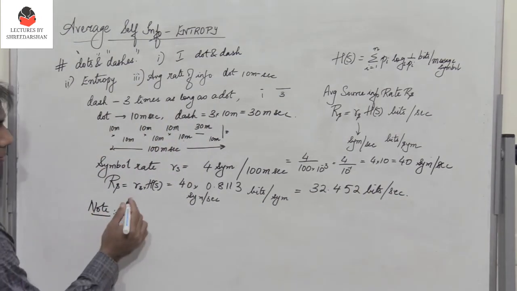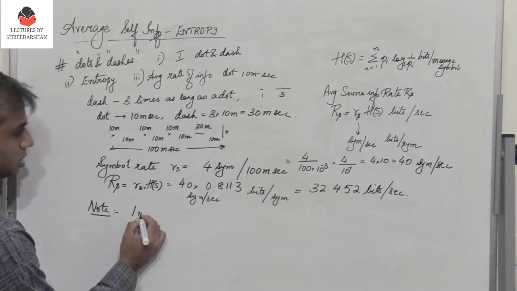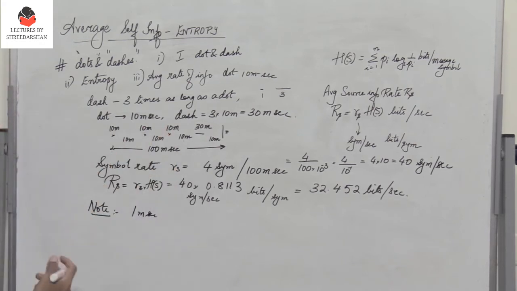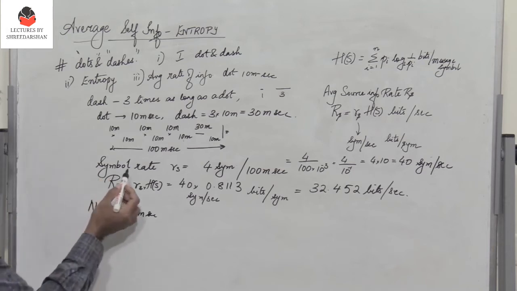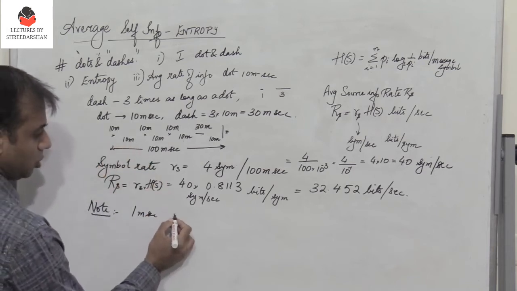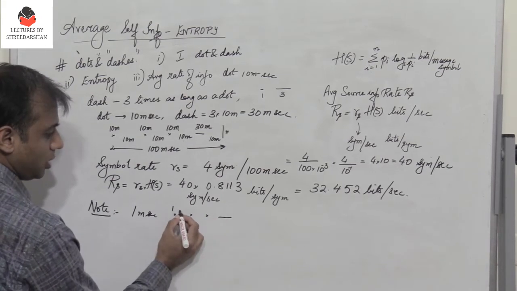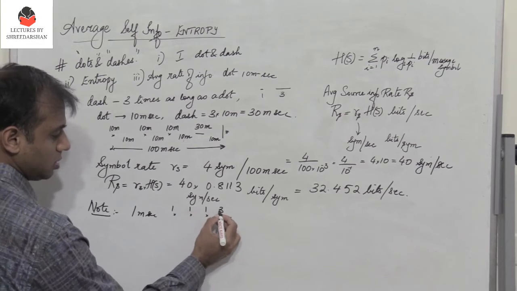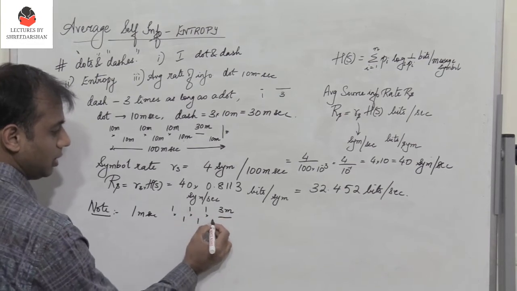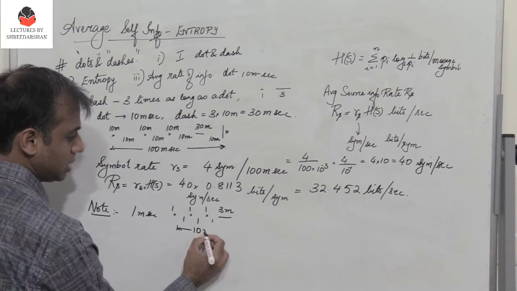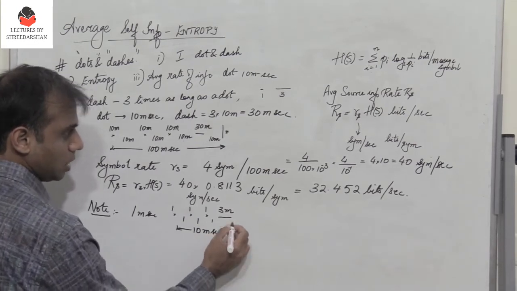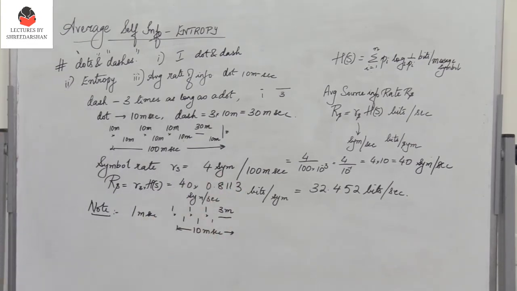So please make a note. If the symbol duration is 1 millisecond, suppose instead of 10 you have 1 millisecond. So now what happens? It is 1 millisecond there. Therefore, if a dot is 1 milli, you have a dot and a dash. Each one is 1 milli, 1, 1, 1, and this is 3 milli. And in between again you have 1. So the total duration is 10 milliseconds. So instead of 100 here, you will get 10.